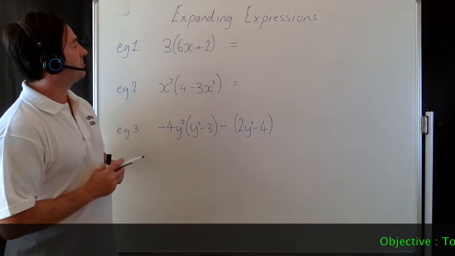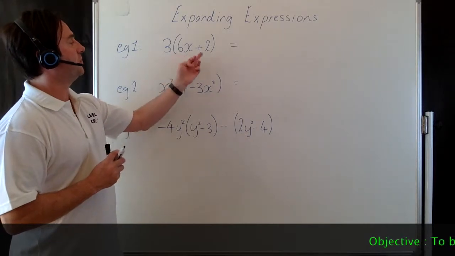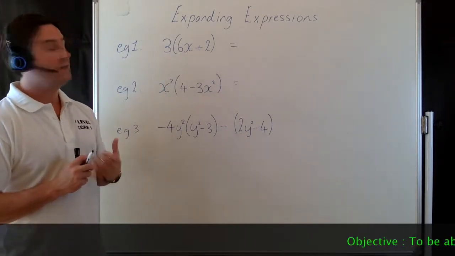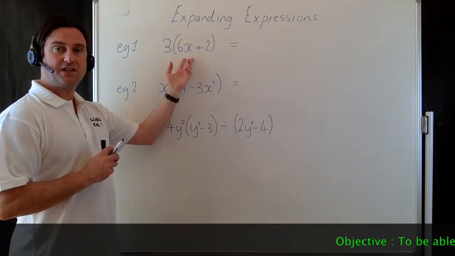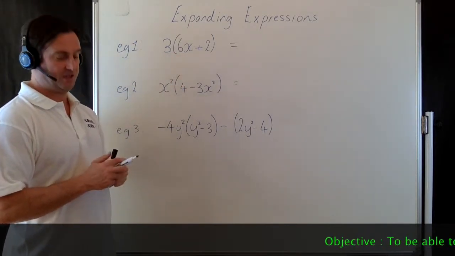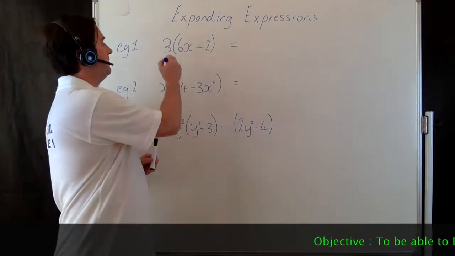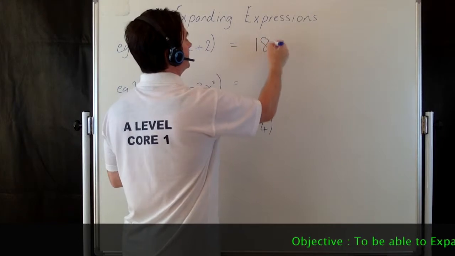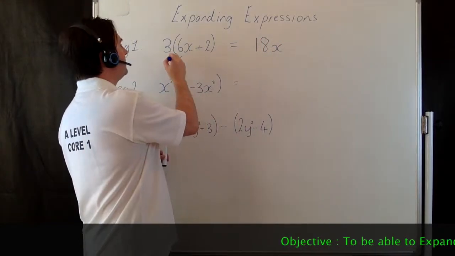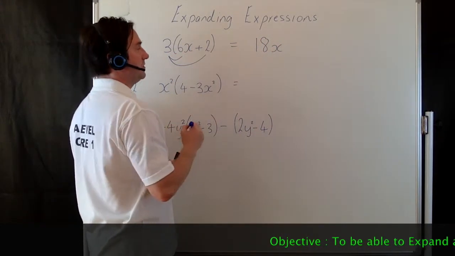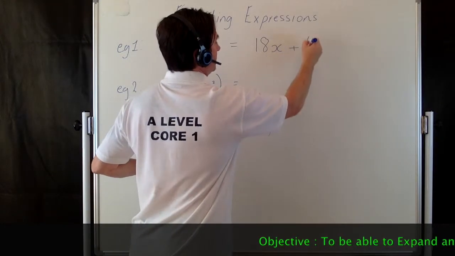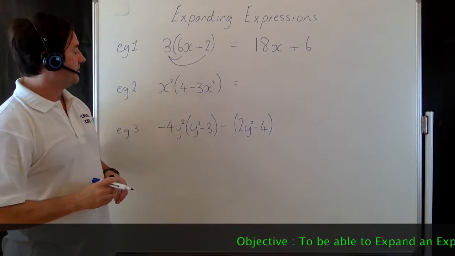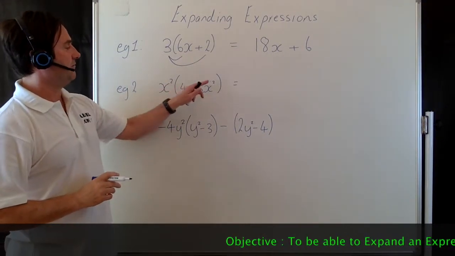We've got a basic expression there inside the brackets where we've got two terms, the 6x and the 2, and we've got this 3 outside. We need to multiply the two terms inside the brackets by the number outside the brackets. So we start off and we do 3 times 6x, which gives us 18x. We then have to do 3 times a positive 2, which gives us a positive 6. First one's very simple.